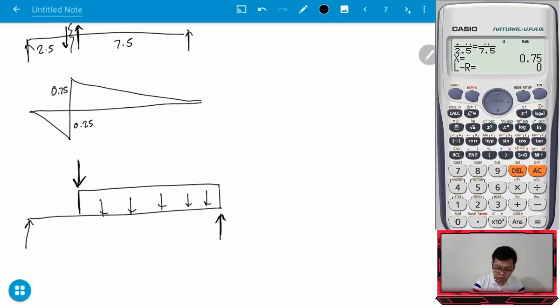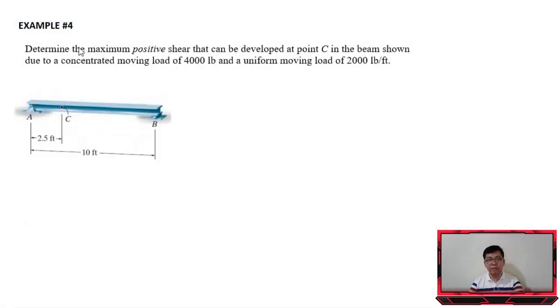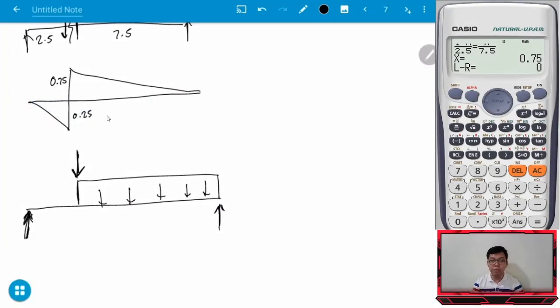Okay, now, ang tanong, hindi yan yung tanong. Ang problem natin, guys, hindi yan yung tanong. Ang tanong sa problem is, what is that value? What is the maximum positive shear? Hindi tayo tinanong kung ano yung itsura ng beam to get a maximum positive shear. But, of course, kailangan natin yung itsura na yan para ma-solve natin yung positive shear.